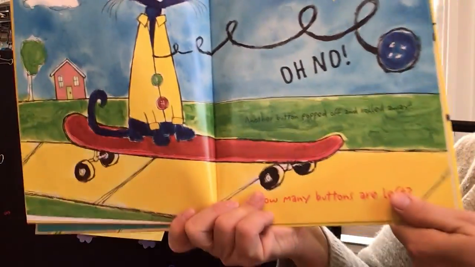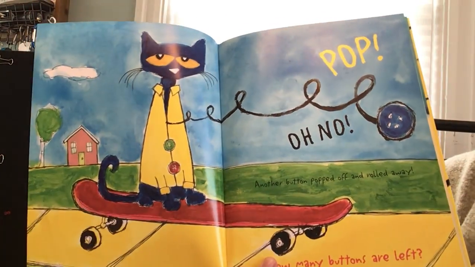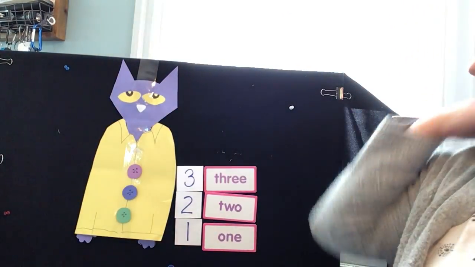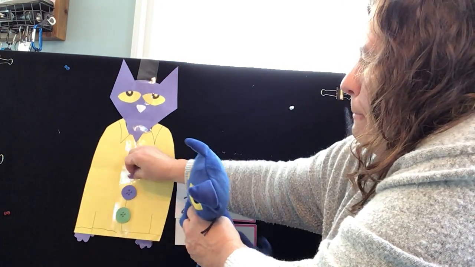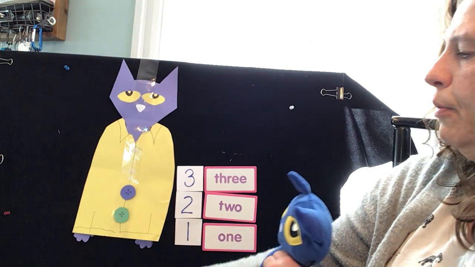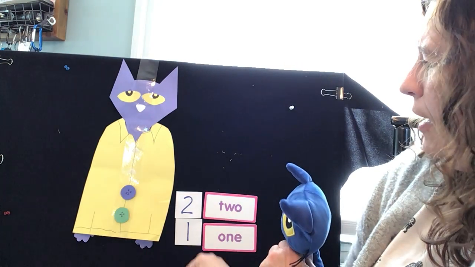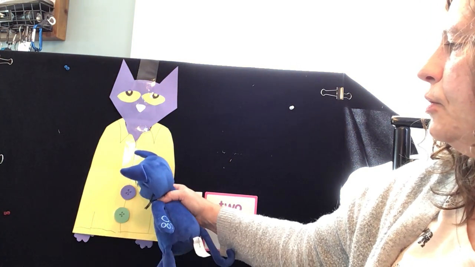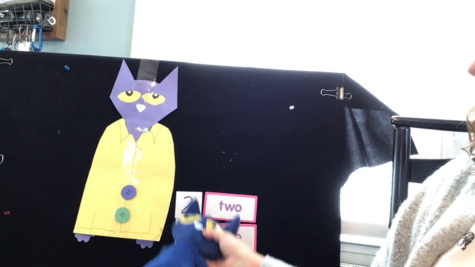Oh no! Pop! Oh, another button popped off and rolled away. Look at that. Oh boy. All right, let's do that. Okay, Pete, ready? This button is gonna pop off. Boing! Oh boy. We better take the number 3 away and the word 3 away. How many buttons do we have left? 1, 2. Only 2 buttons. Let's see what Pete thinks about it.